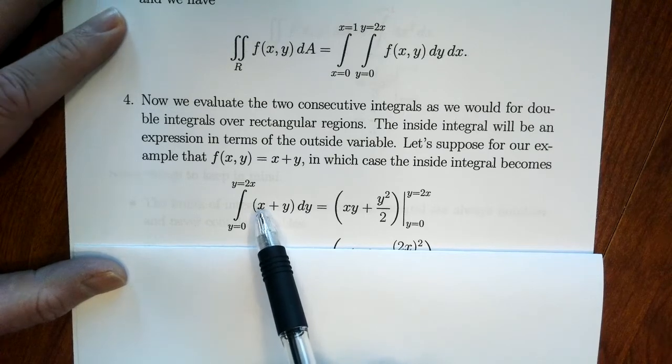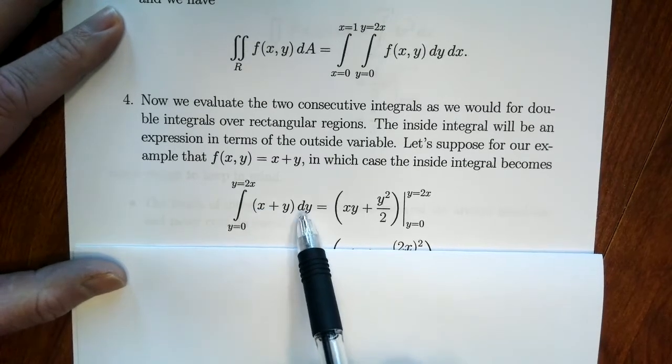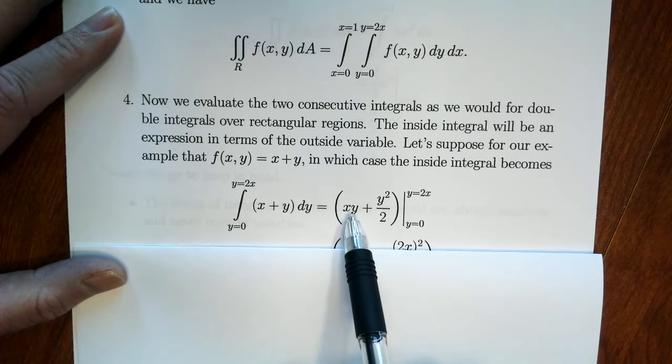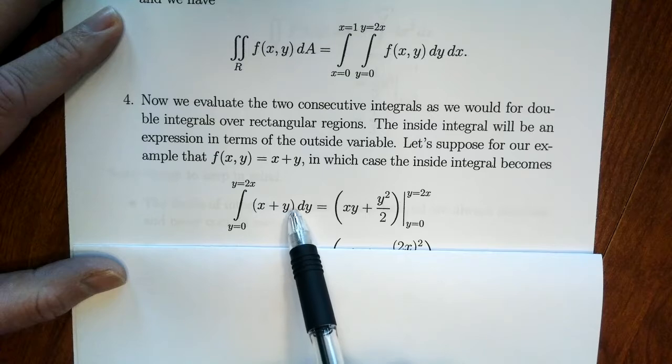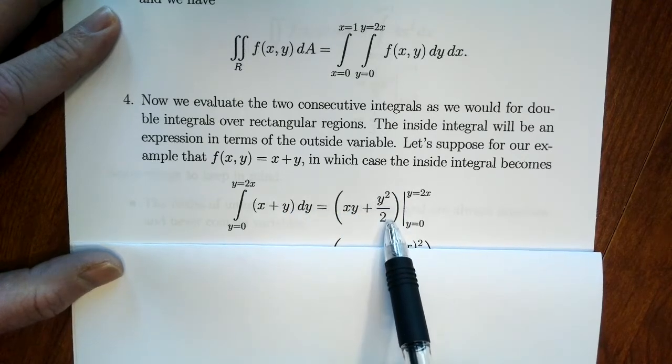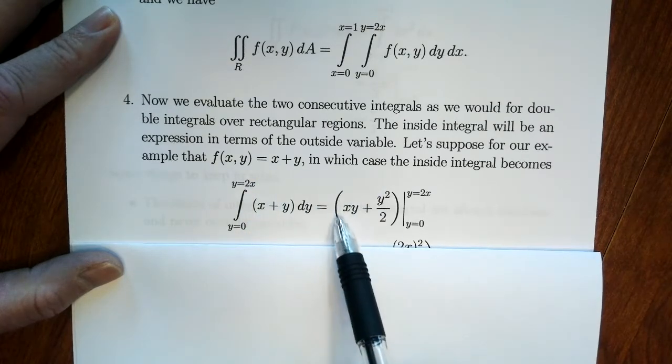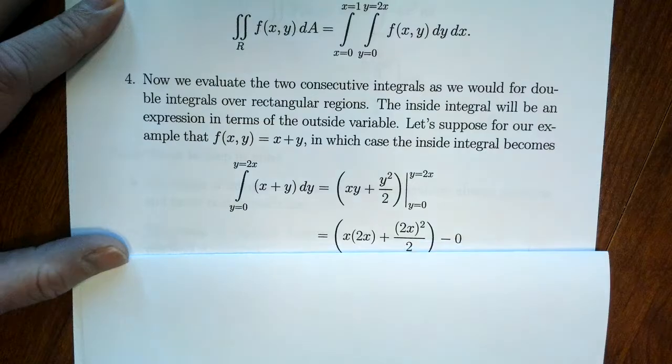So the antiderivative of a constant with respect to y would be just that constant times y. So that gives us an xy here. If we anti-differentiate y with respect to y, we get y squared over 2. Now what we will do is substitute our endpoints 0 and 2x into this resulting expression.